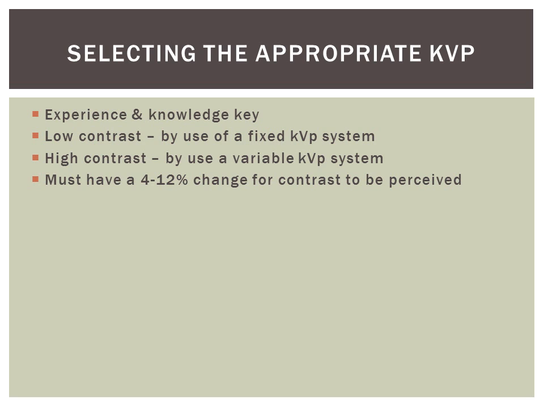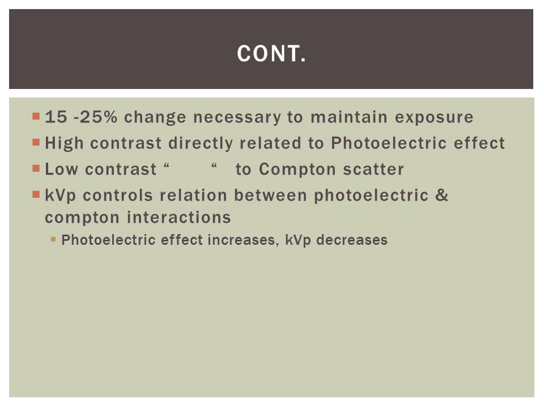Low contrast by use of a fixed kVp system, high contrast by use of a variable kVp system. Must have a 4 to 12% change of contrast to be perceived. A 15 to 25% change is necessary to maintain exposure. High contrast is directly related to photoelectric effect. Low contrast is directly related to Compton scatter. kVp controls the relation between photoelectric and Compton interactions. Photoelectric effect increases as kVp decreases.